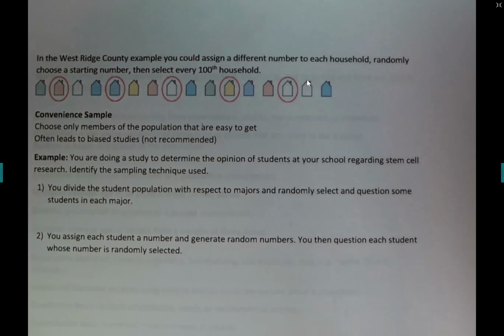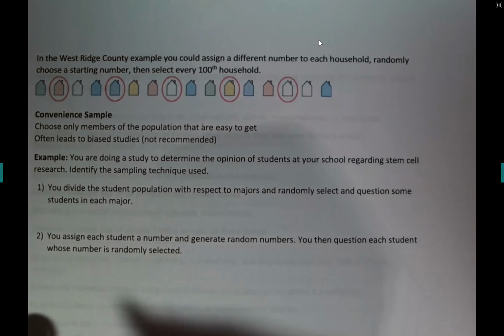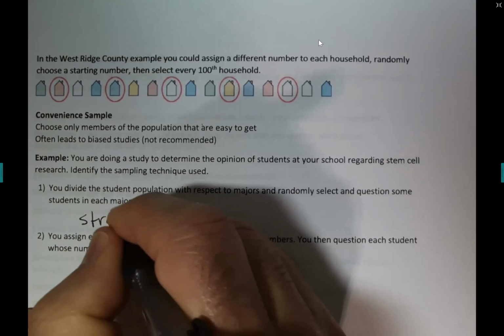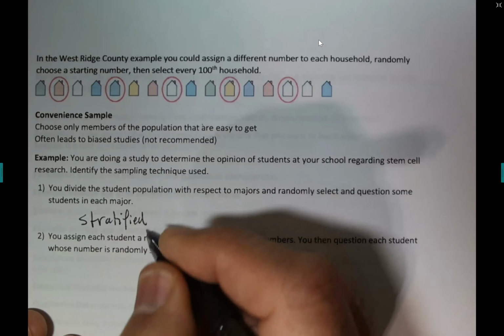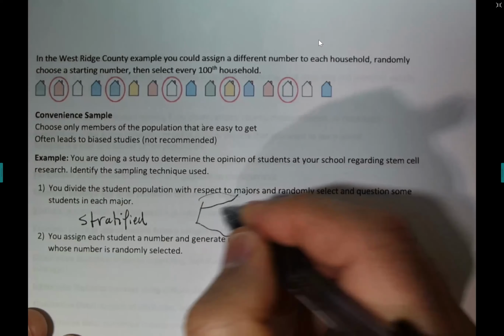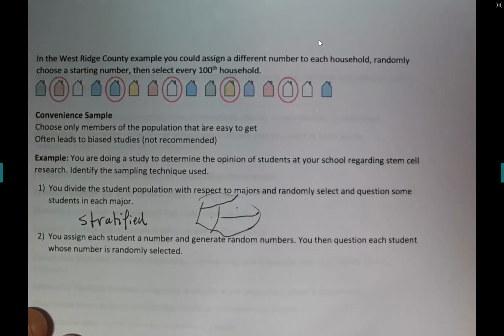You divide the students' population with respect to majors like physics, chemistry, biology, sociology, psychology at your school regarding STEM, and then select and question some students in each major. What would that be, guys? So you divide them into groups and you select from each one, every single one. Stratified. Yep, I agree. And I got the chat to say stratified. Because you split them up into groups and you pick from each one. I agree.